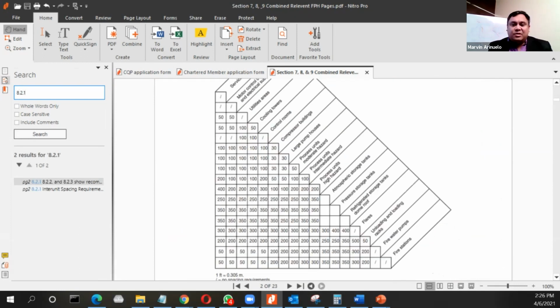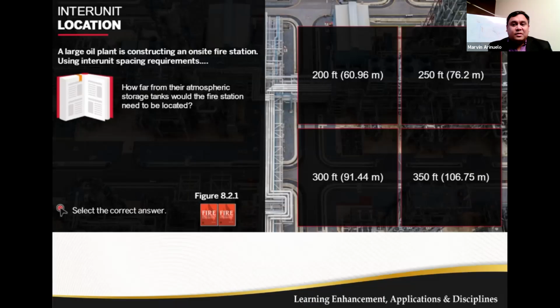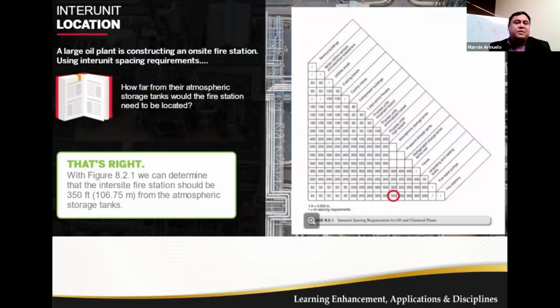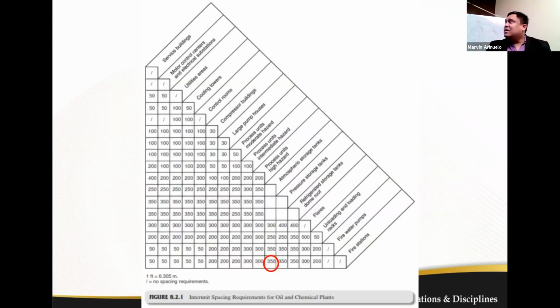Okay, so now the question is atmospheric storage tanks and fire station. Fire station and atmospheric storage tank here. So this is the required distance, 350 feet, no? Or 106.75 meters. So very simple. This is the inter-unit spacing between the fire station and the atmospheric storage tank. So this is the enlarged view.